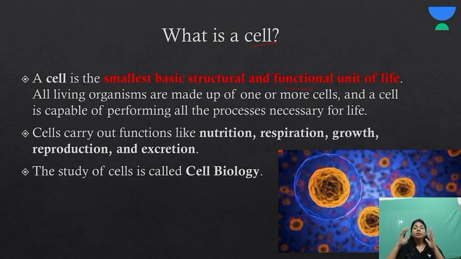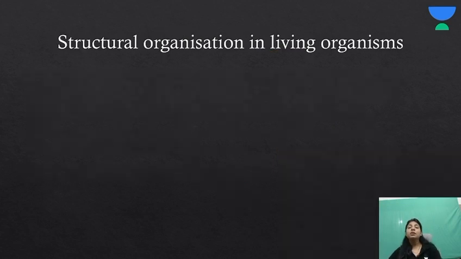So the complete study of cell and its related topics, like the discovery, shape, structures, working, anatomy, is together concluded in a subject known as cell biology, or cell biology can also be called cytobiology. Now the next thing is the structural organization in living organisms. We all know that we are made up of cells. But how is that process going on, that from a very small cell, a complete whole big organism is made?